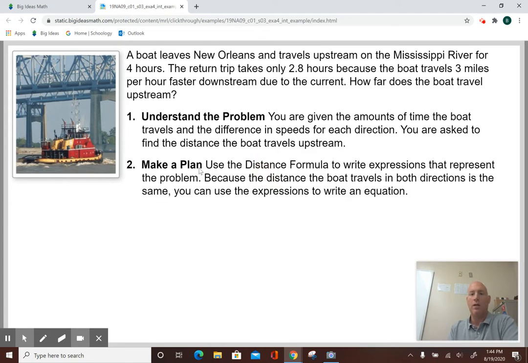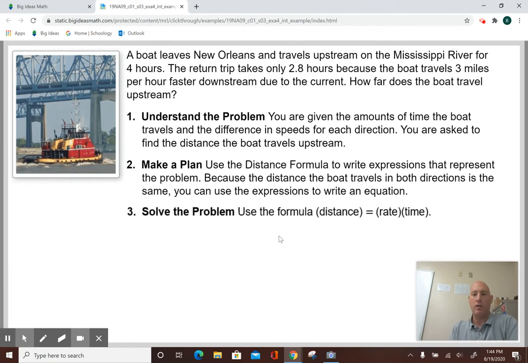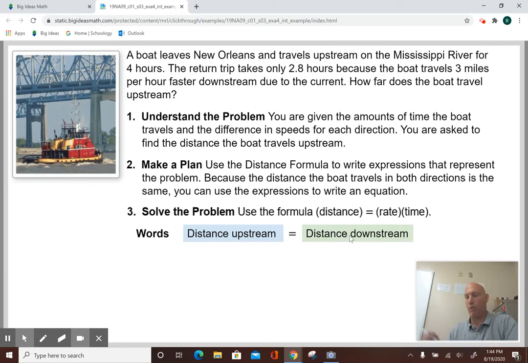Okay. Now, use the distance formula to write an expression that represents the problem. Because the distance the boat travels in both directions is the same, you can use the expressions to write an equation. Okay. Now, I'll draw a picture of it. They're going to just write it out. So we know distance equals rate times time, back to the happy circle I talked about. The distance upstream equals the distance downstream. Okay. That's pretty straightforward. I'm going to use upstream in blue and downstream in red.